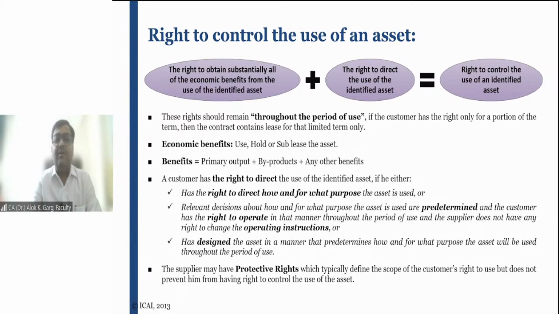Friends, the right to control the use of an asset will be established only when two conditions are satisfied. Number one, the right to obtain substantially all the economic benefits from the use of the asset must have been transferred, plus the right to direct the use of the identified asset must also have been transferred. I'm not saying ownership, I'm saying use, right? If these two conditions are satisfied, then the right to control the use of an asset has been transferred to the lessee, and this asset comes under the lease contract under Ind AS 116.